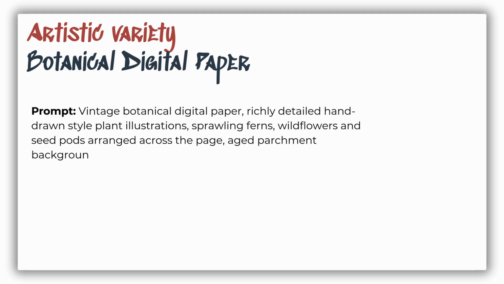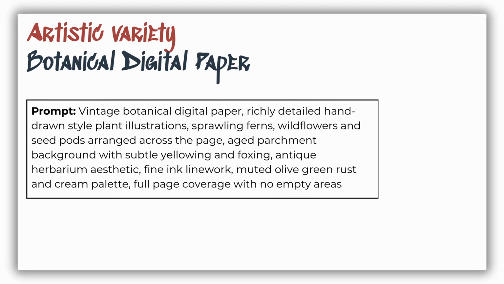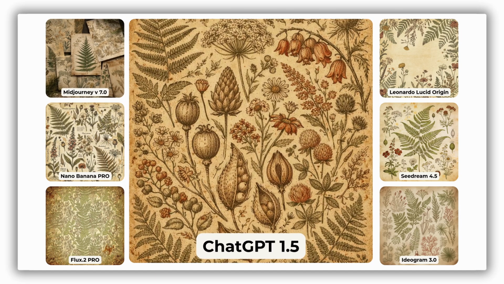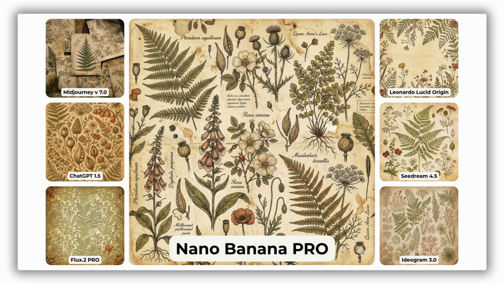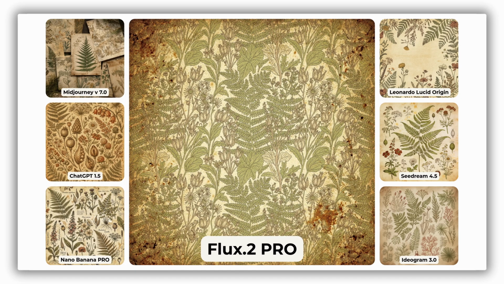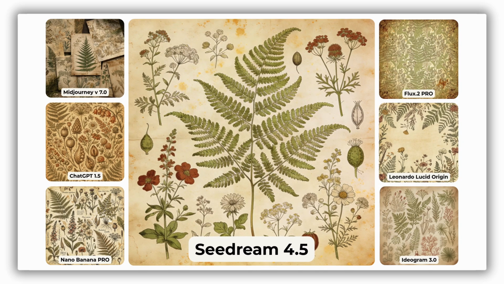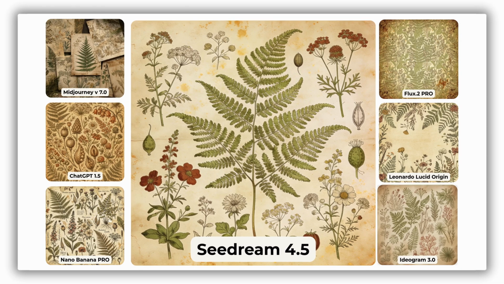With the botanical digital paper, we start to see that prompt wording really matters. For Midjourney, the term digital paper is essentially a command to create a selection of digital papers in one image, so avoid this term when using this AI. That said, I find its aesthetic the most pleasing, followed closely by NanoBanana's result. Flux created a very messy image that I didn't like.